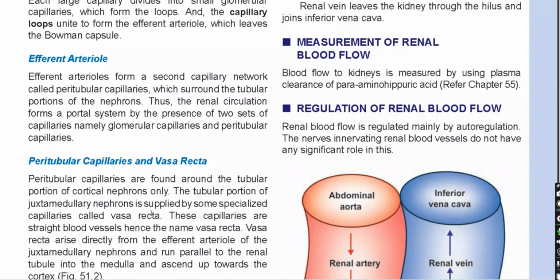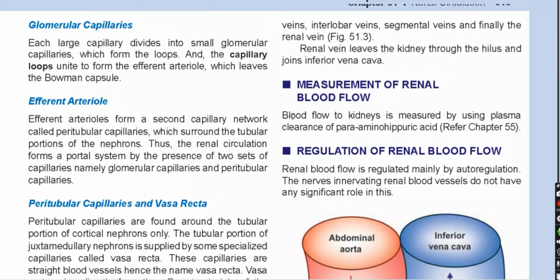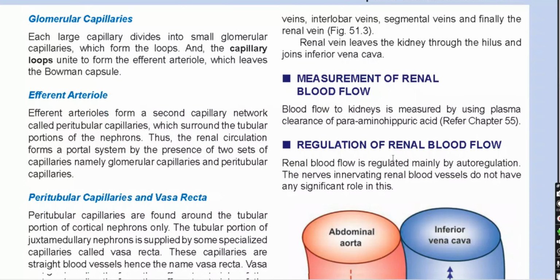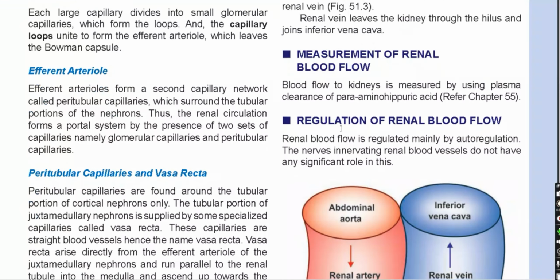If you see the measurement of renal blood flow, the blood flow of the kidney is measured using the plasma clearance of para-aminohippuric acid test. Now to see the regulation of renal blood flow: the renal blood flow is regulated mainly by auto-regulation. The nerves innervating the renal blood vessels do not have any significant role in this.